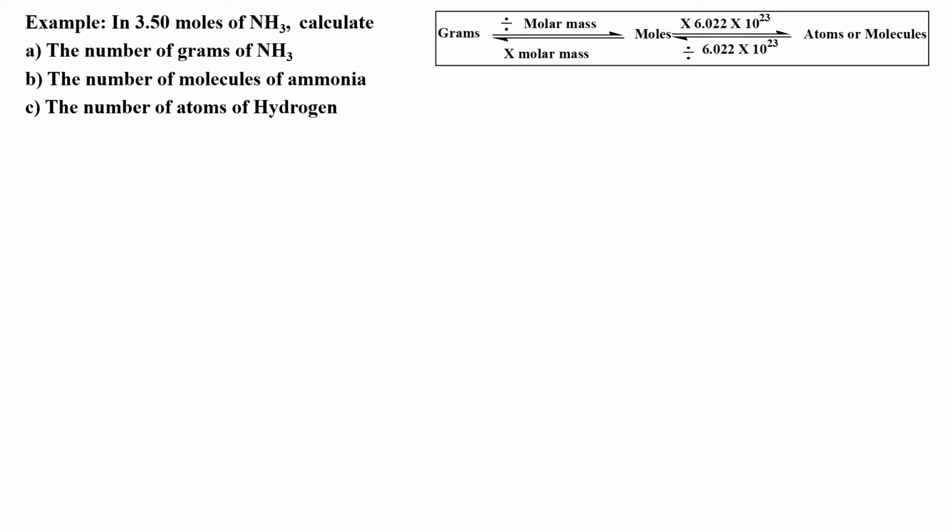Okay, here we have another example. So let's do it. 3.50 moles of ammonia is given. You have to find the number of grams of ammonia. So moles of ammonia given, you have to go in this direction to find the number of grams of ammonia. Okay, so you need the molar mass conversion factor here. So let's first start this problem and then we will make the molar mass conversion factor for ammonia.